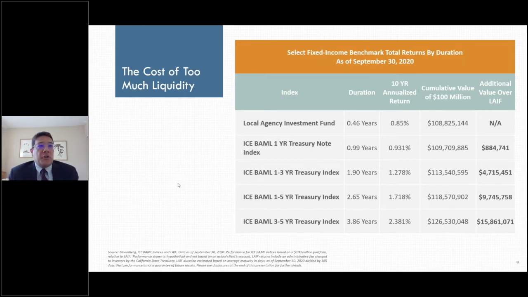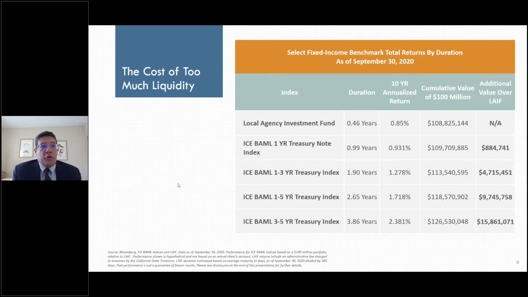Looking at a one-year treasury, a little bit longer, the duration is somewhere around a year, the average return now grows a little more, and the overall return on $100 million now grows higher than what you had in LAIF. And that's generally speaking because you are targeting longer duration targets and generally speaking can get higher coupons than what LAIF is doing on an average basis. You would have outperformed LAIF by $884,000, almost $885,000.